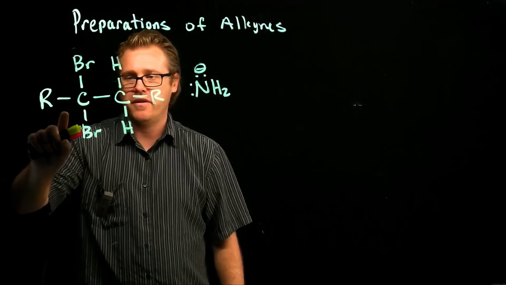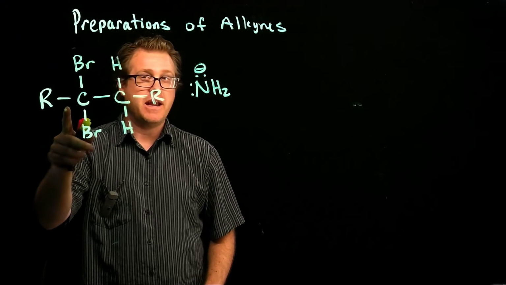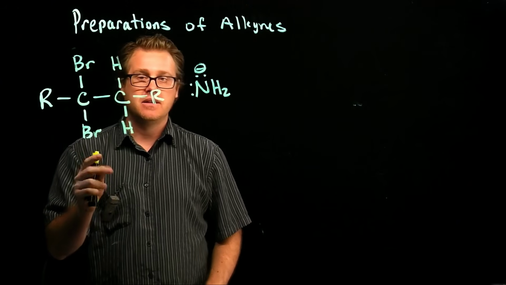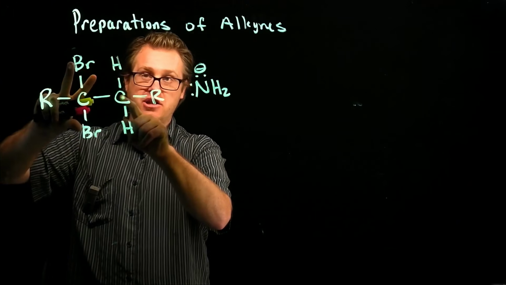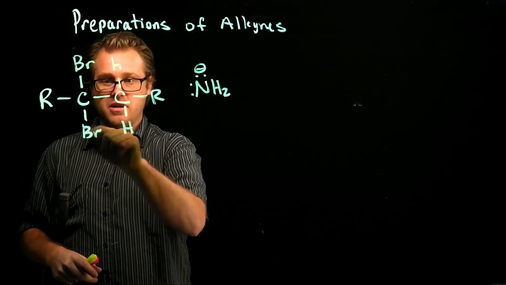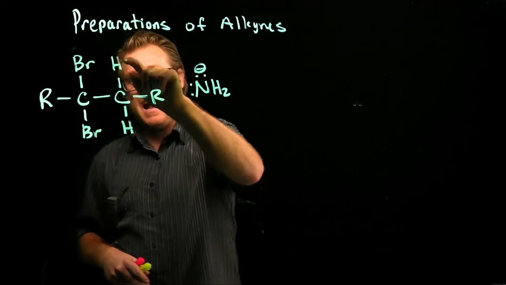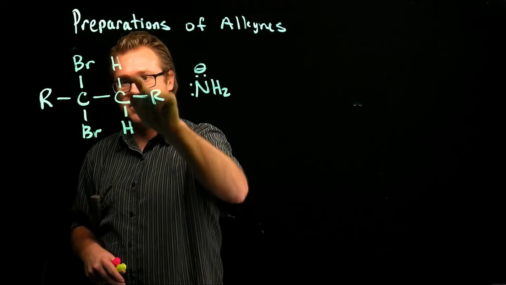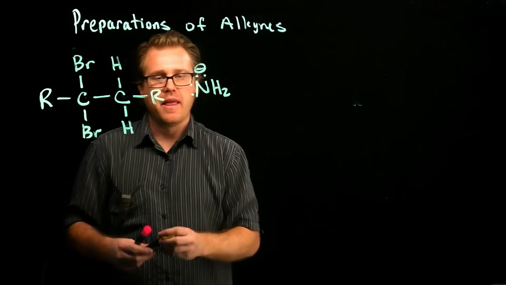So when you have your dialkyl halide, what you have to make sure of is that on the adjacent carbon to the one the halogens are attached to. So you see these halogens are attached to this carbon. You have to go to the adjacent carbon, and there has to be two hydrogens. Okay? There has to be at least two.